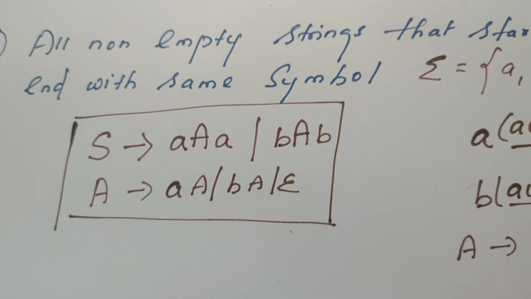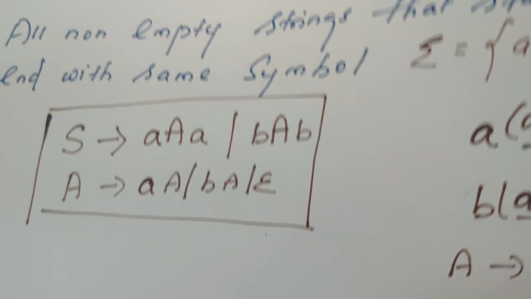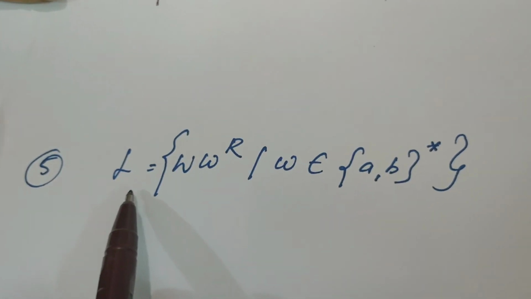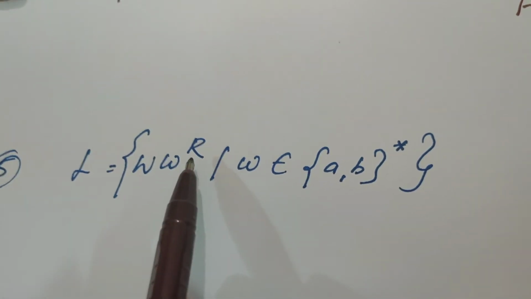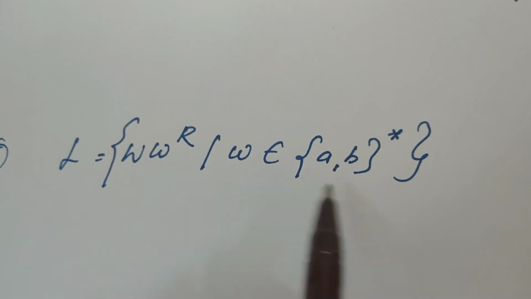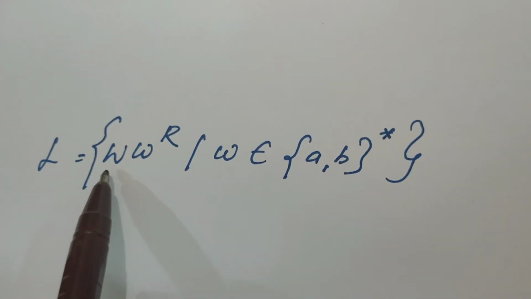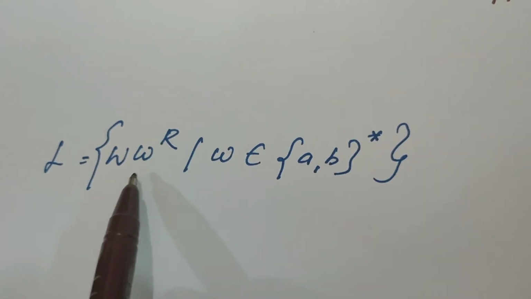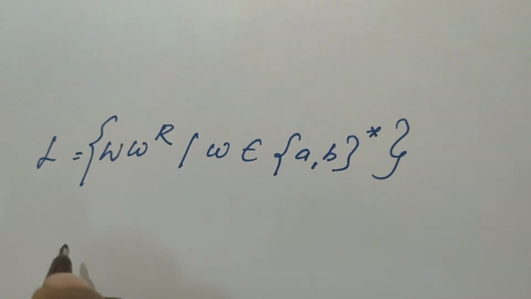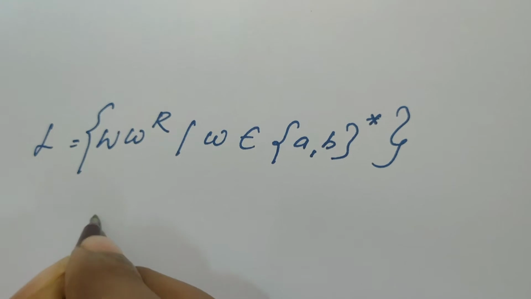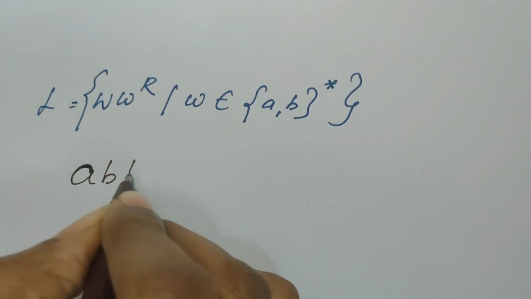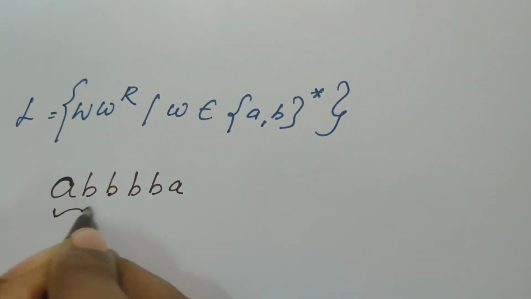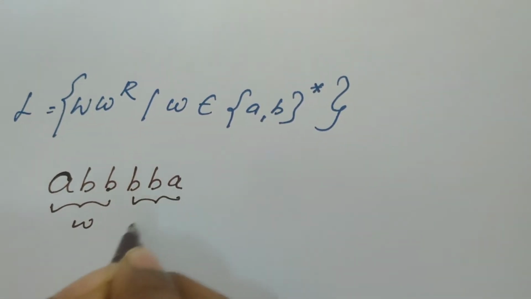Okay, now let us see another example. Here, the language is given. Language is equal to w w^R such that w belongs to (a, b) whole star. w is made up of the alphabet a and b. w^R is nothing but the reverse of w. Okay, let us take some strings. Suppose w is abb. w^R is what? bba. This is w. This is w^R.